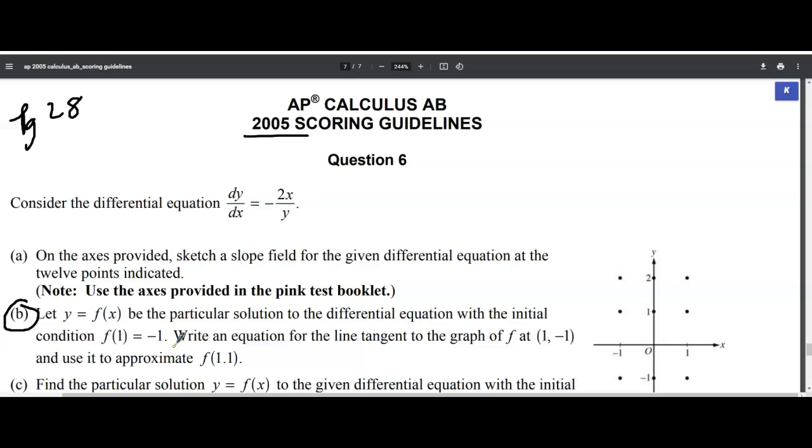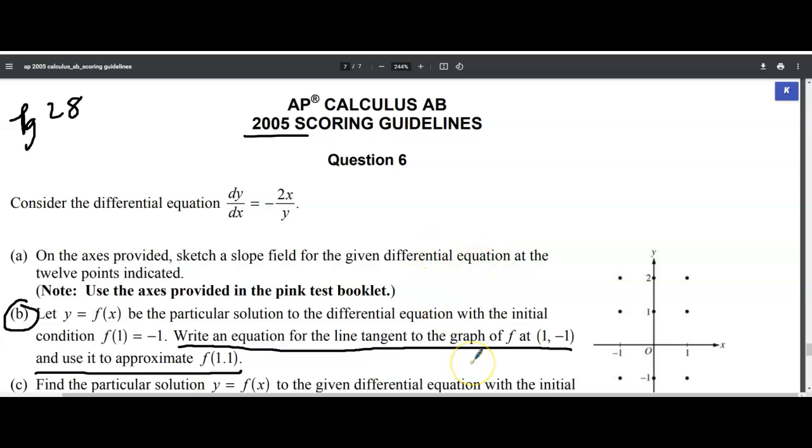Now, just as a side note, on our last in-class test, a lot of you looked at this type of question, and you assumed it was the kind where you have to integrate to find the particular solution, because you saw the words particular solution. But that's not what's going on here. Look at the directions. Write an equation for the line tangent to the graph of f and use it to estimate. This is the important part of that sentence, okay? Y equals f of x is some unknown particular solution, but that's not what they want you to find. They want you to write an equation for a line tangent to the graph of f at 1, -1.